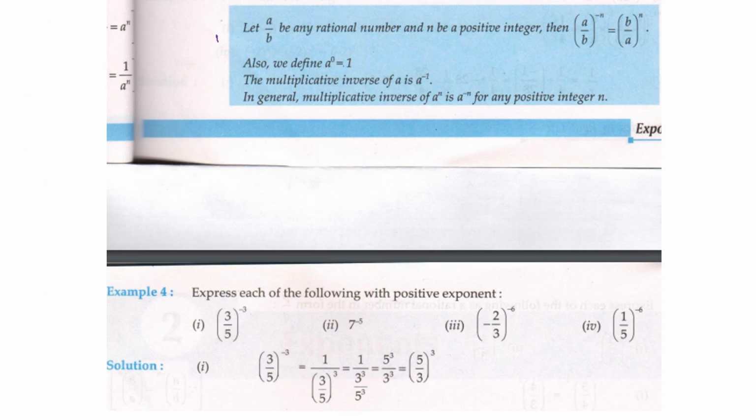Now one important thing here is that let a by b be any rational number. Obviously a by b is a rational number and n be a positive integer, then a by b to the power minus n is equal to b by a to the power n. I will explain this to you with an example. If I write 3 by 5 to the power minus 2, that will be equal to 5 by 3 to the power 2. Getting? We just inverted the number and the power became positive.